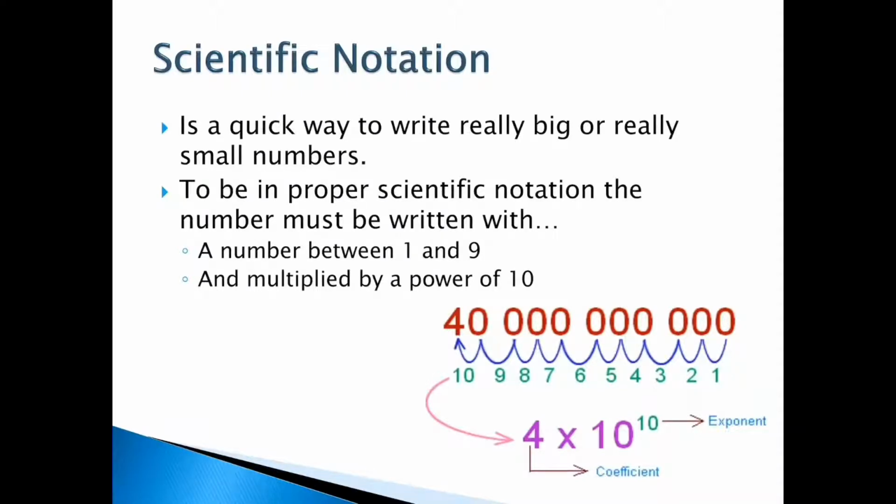Well, it's a quick way to write really big or really small numbers. To be in proper scientific notation, the number must be written with a number 1 through 9 and multiplied by the power of 10. Looking at the picture down here, our number in scientific notation is this one here. We have our coefficient as our number between 1 and 9, 4, definitely between 1 and 9, and then it's multiplied by the power of 10, which is what scientific notation is basically about.